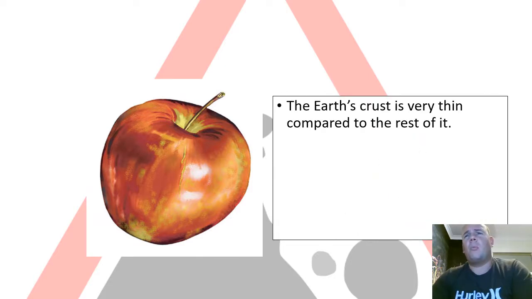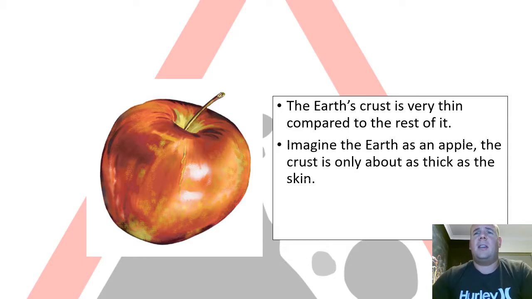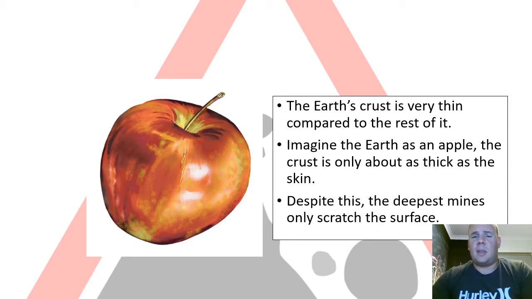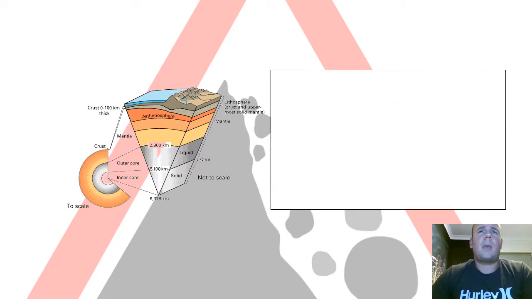If you want a better idea, look at an apple. The Earth's crust is very thin. It's almost as thin as the skin on the apple. And despite what humans have done in terms of mining, we've really only scratched the surface. Some of the deepest mines are probably about 2 to 3 kilometers. The thinnest part of the lithosphere is 5 kilometers. The deepest is 15. So we really have only scratched the surface of the lithosphere.